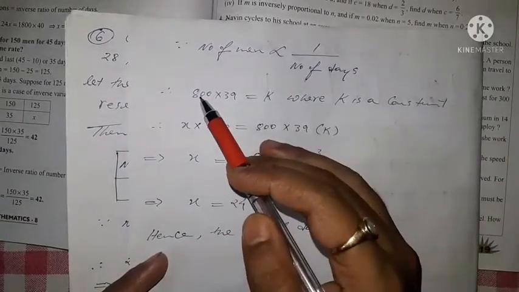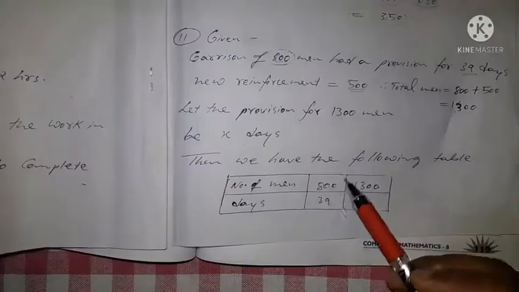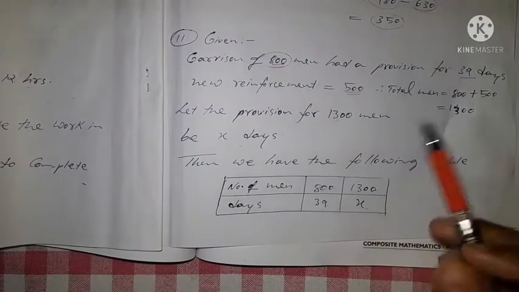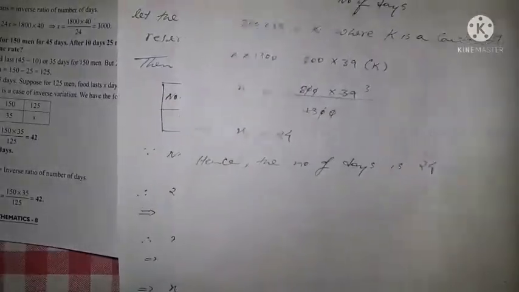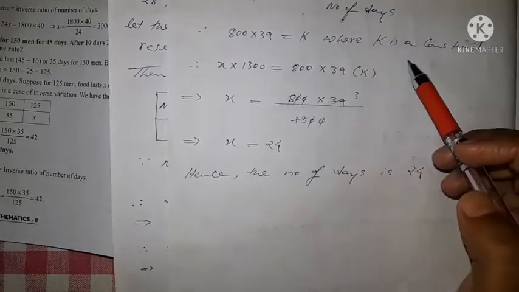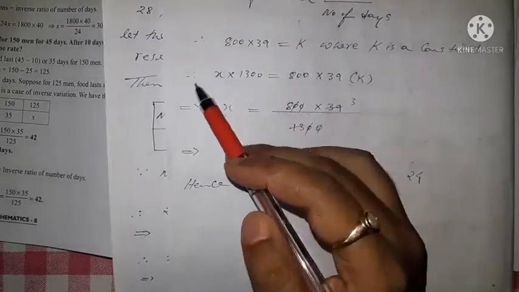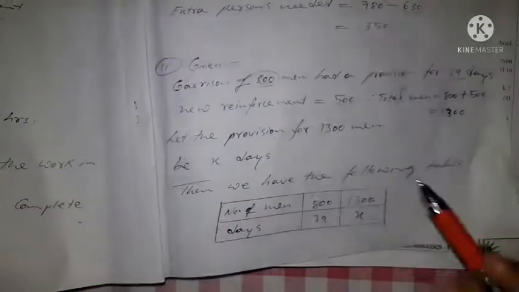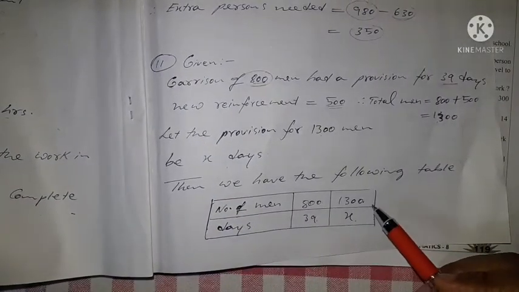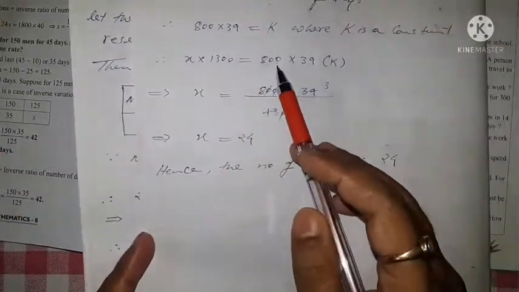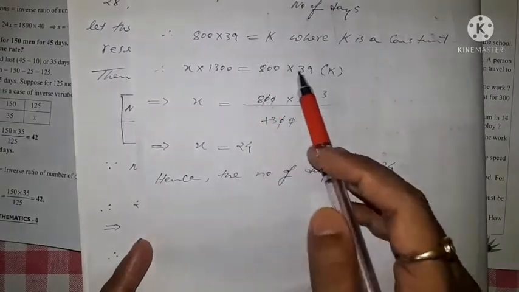So therefore 800 into 39, the first entry, is constant, the value of a constant, that is k. So therefore 800 into 39 is equal to k, where k is a constant. So therefore x into 1300 will also be the value of k, that is constant. Therefore x into 1300 is equal to 800 into 39, that is the value of k.